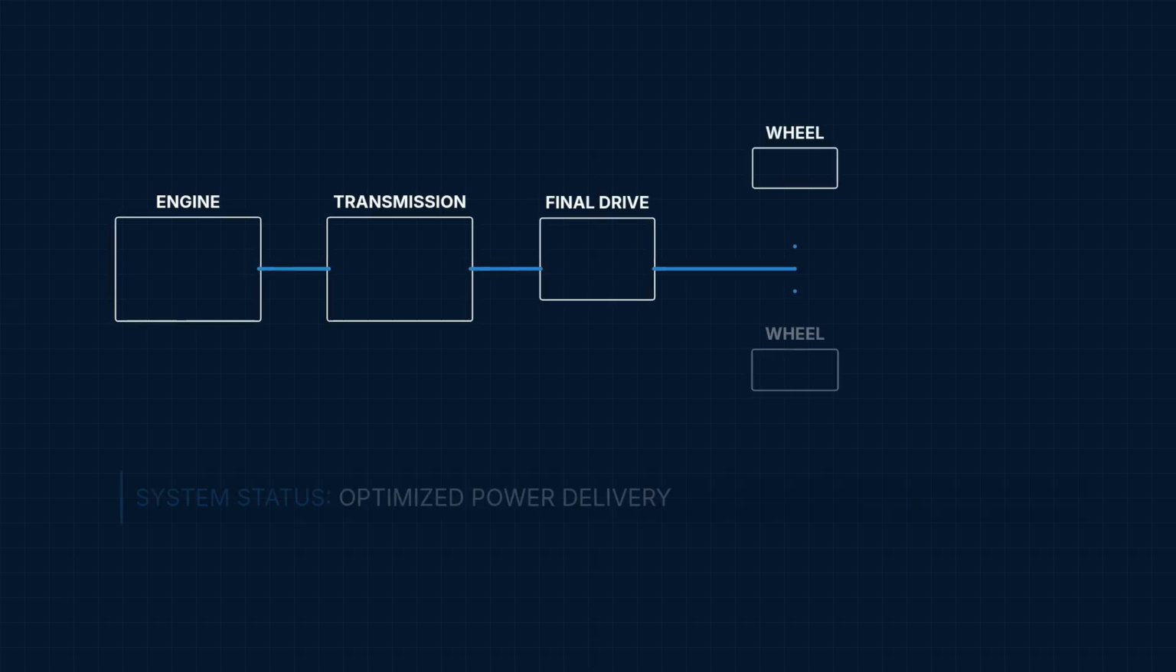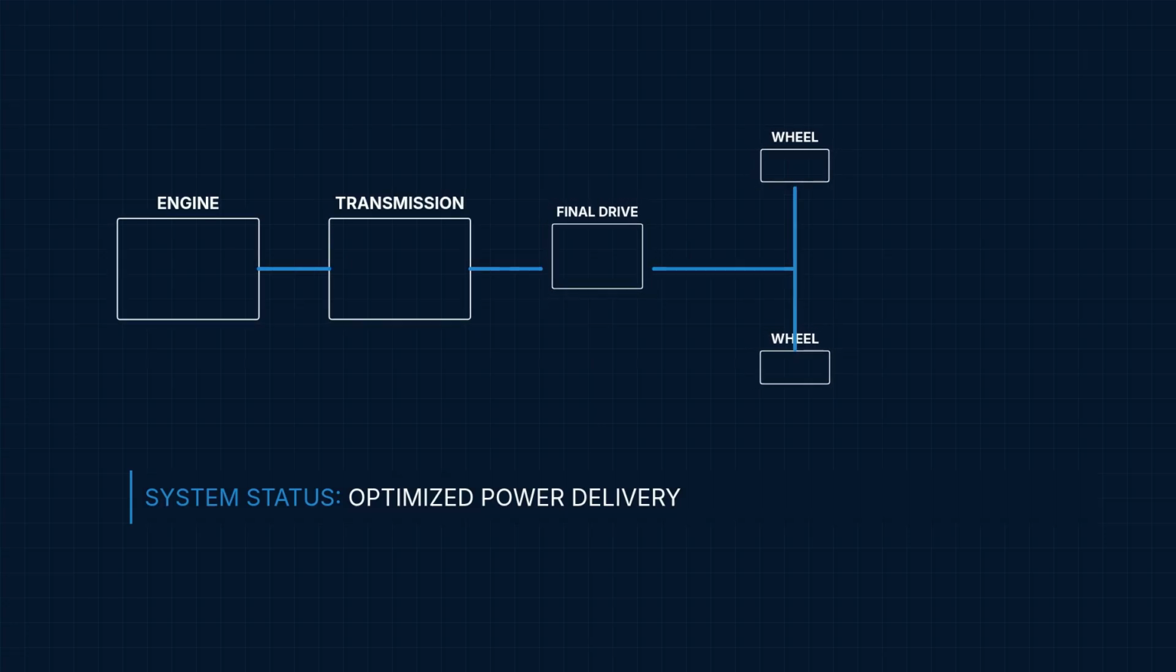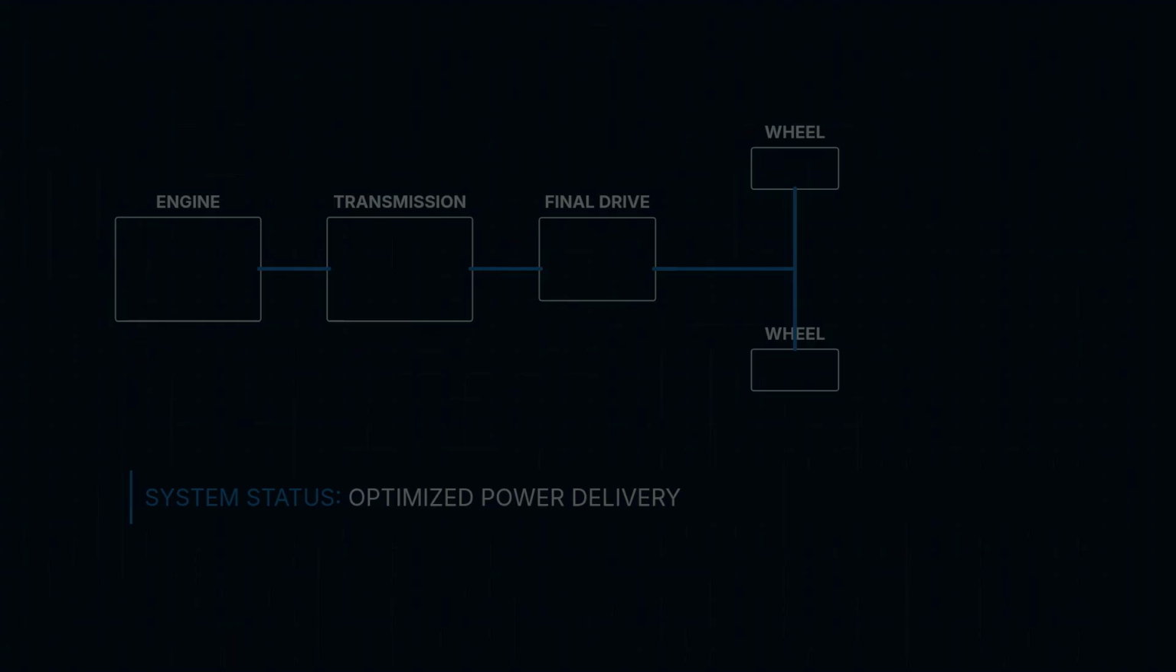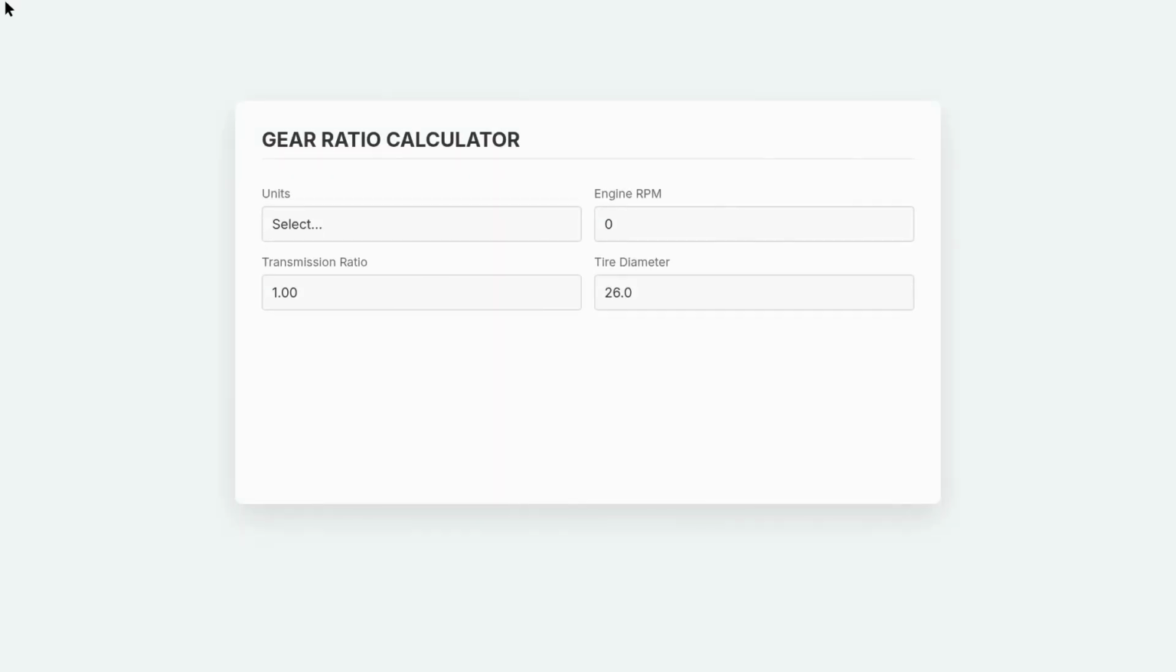First, select your units from the drop-down menu. You can choose miles per hour or kilometers per hour. For this demonstration, I'm using miles per hour.